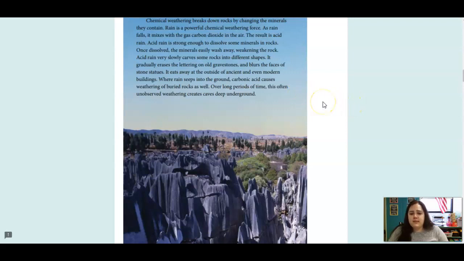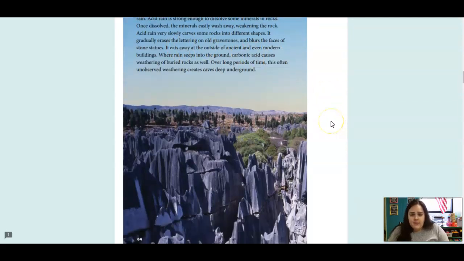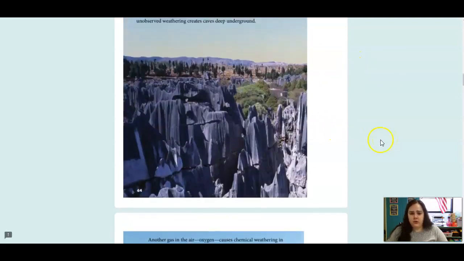It gradually erases the lettering on old gravestones and blurs the faces of stone statues. It eats away at the outside of ancient and even modern buildings. Where rain seeps into the ground, carbonic acid causes weathering of buried rocks as well. Over long periods of time, this often unobserved weathering creates caves deep underground. That's showing the chemical weathering. So it's changing the chemical makeup. It's changing the minerals that make up the rock.